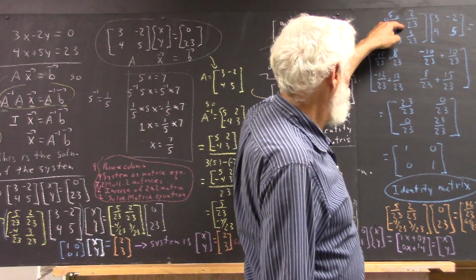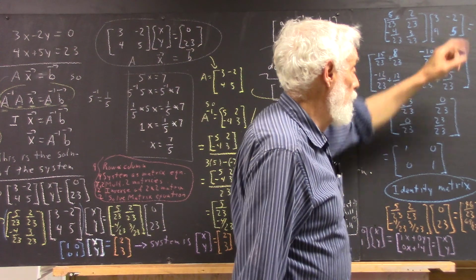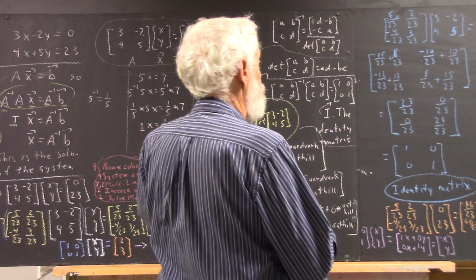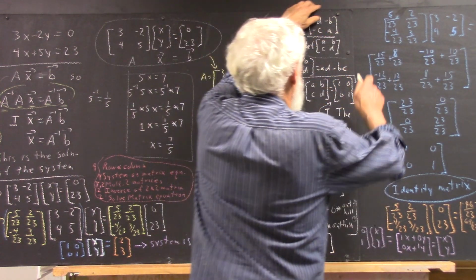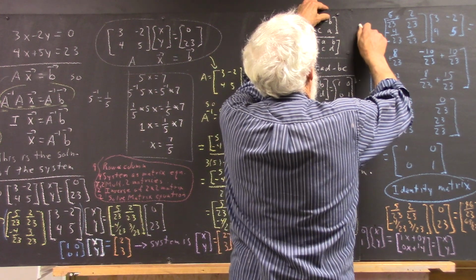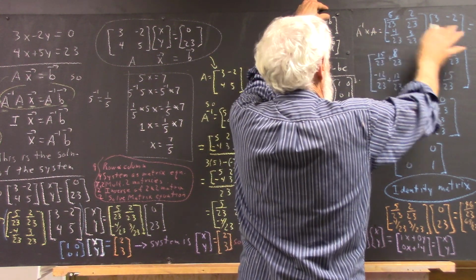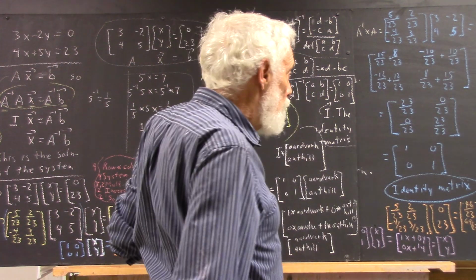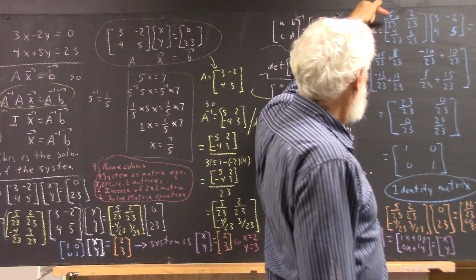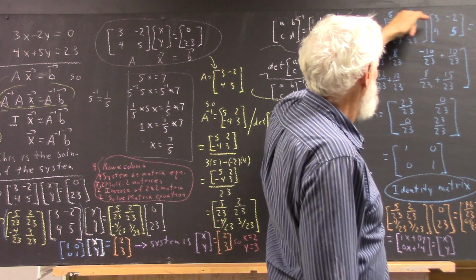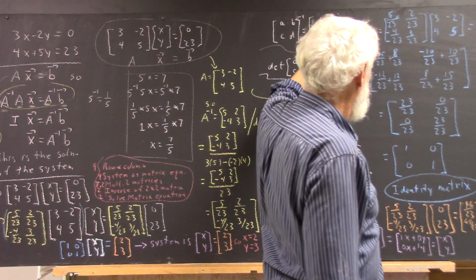Right there is the A inverse, and right there is our A matrix. So this is A inverse times A. So I might even write that down. A inverse times A is this. We do the multiplication. Okay? 5/23 times 3 is 15/23.